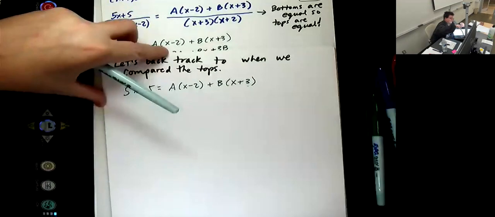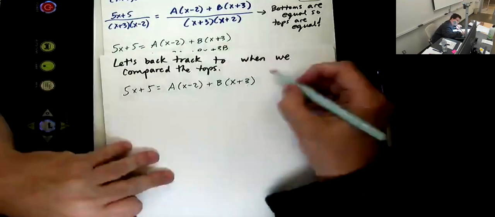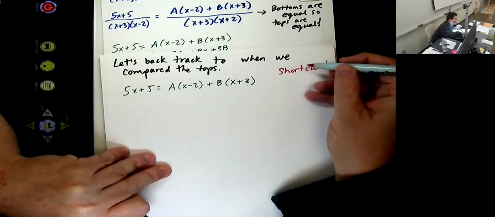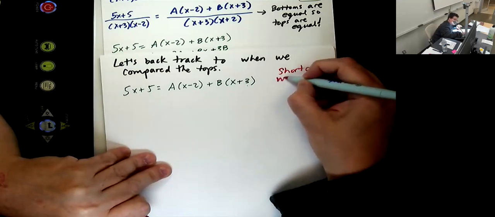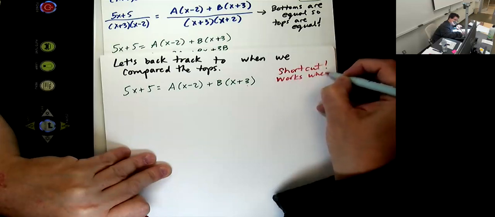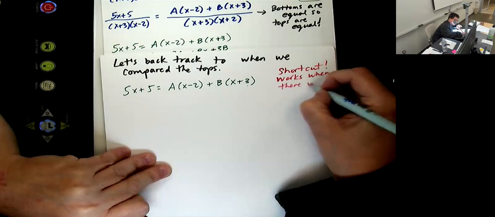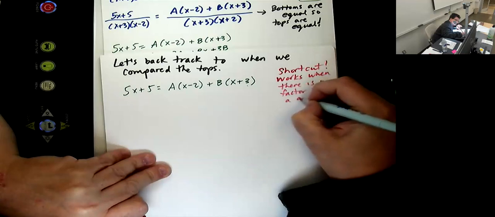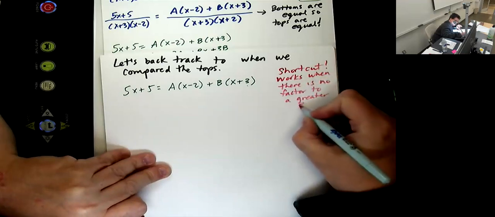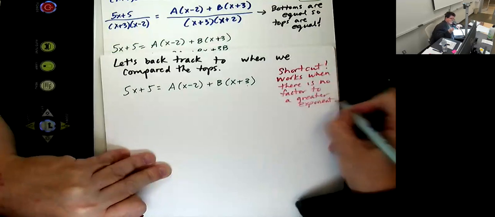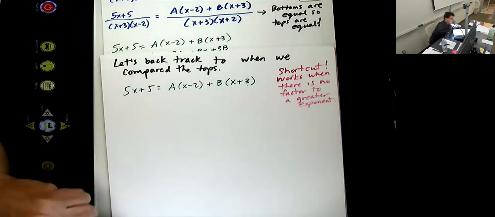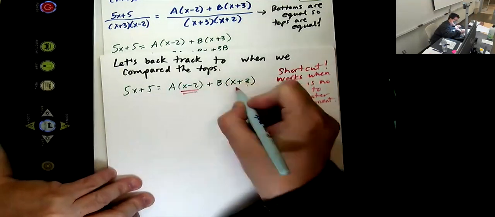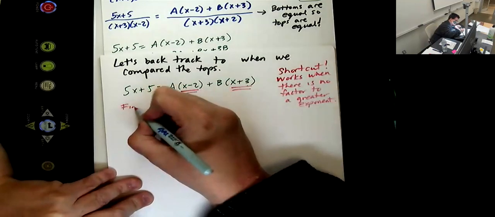Shortcut. Doesn't always work, but it works most of the time. Works when there is no factor to a greater exponent, which you'll see in a second. The shortcut is step 1. These were the 2 denominators. Find what makes those things 0.